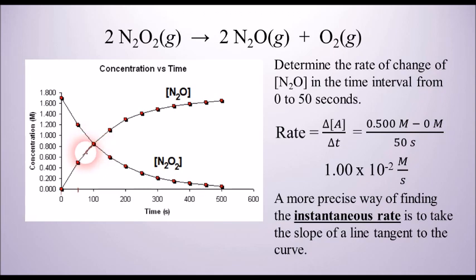It's a little hard to do because it's hard to draw a straight line on this, but that is about the best I can do. That's the tangent line to that graph at 100 seconds. And if you find the slope of that line, that's the instantaneous rate. That's the rate at exactly that moment.